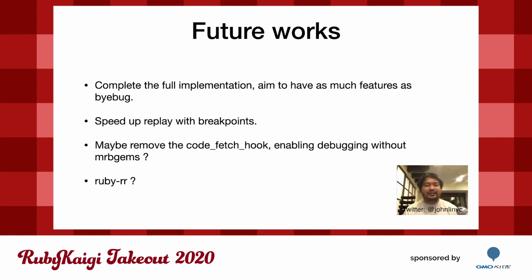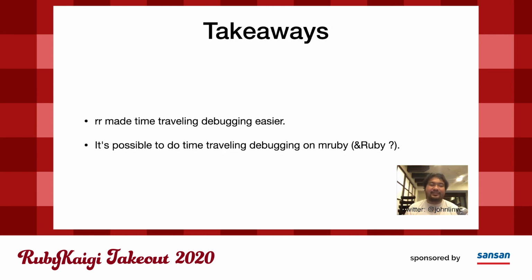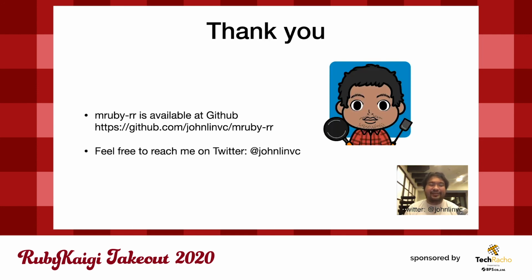So for future work, the first one is to complete the full implementation, and I'm aiming to have as many features as byebug. And then I want to speed up replay with breakpoints. And then maybe I want to try to remove the code fetch hook so that we can do debugging without mruby gems, but I'm not sure about this one. And then the next, maybe the most interesting one, is probably to make ruby-rr. So takeaways are RR made the time traveling debugger easier, and it's possible to do time traveling debugging on mruby or Ruby. Thank you for listening.